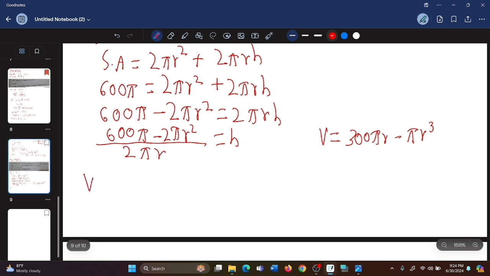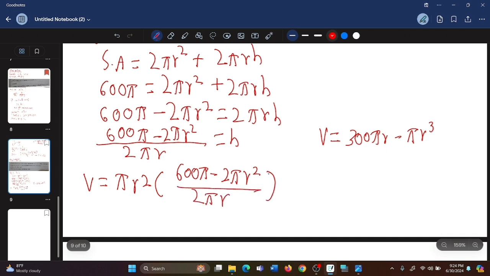Let's substitute this h into the formula of the volume, that's pi r square h. Pi r square, instead of h I write (600 pi minus 2 pi r square) by 2 pi r. Now let's simplify this equation to take it to this form. Okay, let's continue.